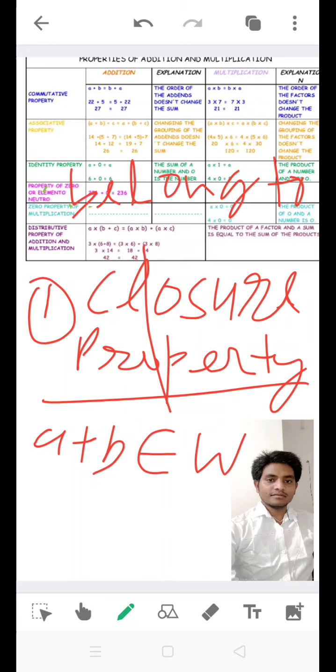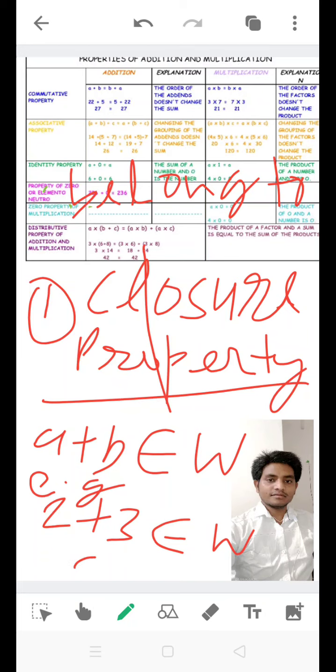Example: if you take two whole numbers like 2 plus 3, then what is the sum of 2 plus 3? It is 5, and 5 is also a whole number, belonging to the whole numbers. Okay, dear students, any doubt in the closure property?